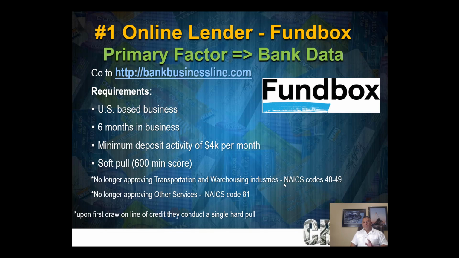Now, what's important is obviously this lender's been around for a long time. So with all that, they've now kind of stopped issuing lines of credit to the following industries: transportation and warehousing. So when you have your NAICS code, if you're in 48 and 49 code, you can't get this particular line of credit. Also, they're not approving other services. So if you have a NAICS code of 81, then they won't approve you as well. So just keep a note of that.